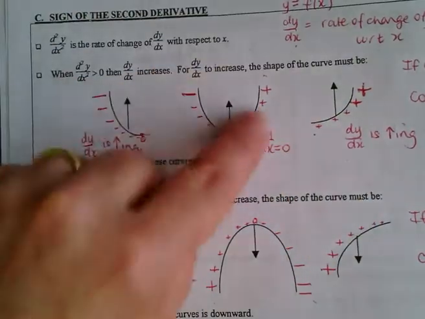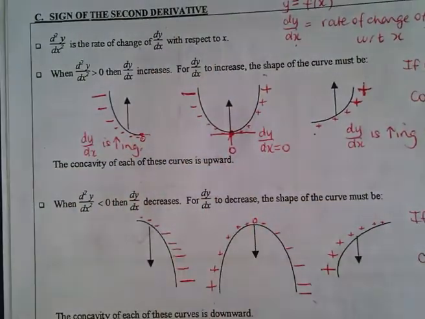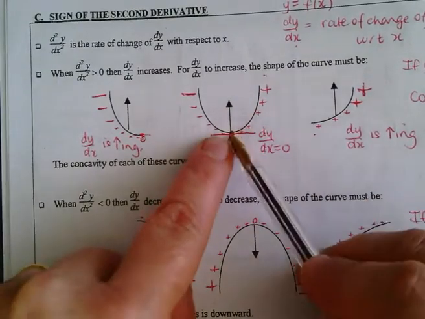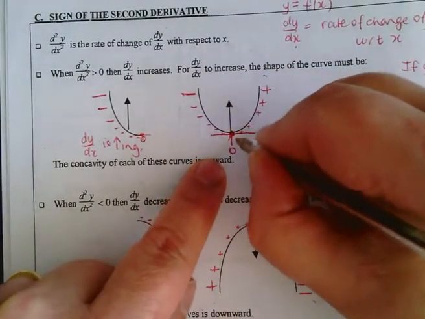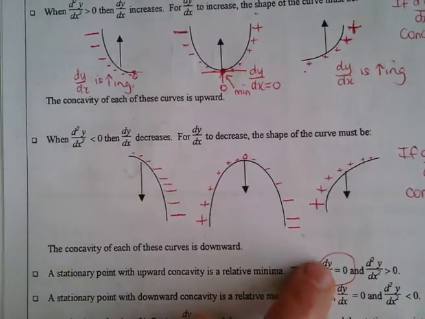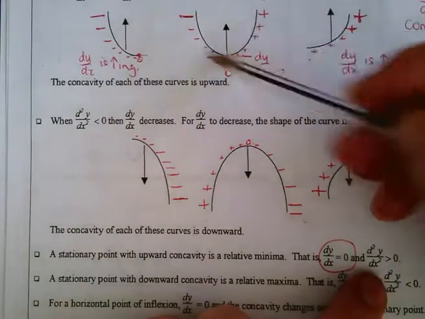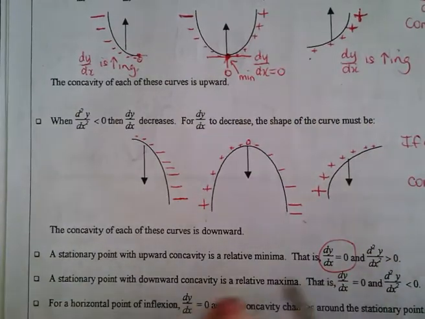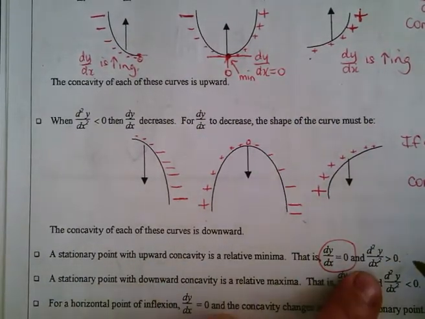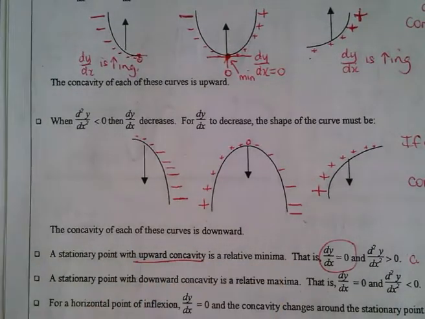Here, at the bottom here, dy dx is 0. But I know that this is concave up, so the second derivative is positive. I know I've got a minimum here. So at the very bottom there, that's called a minimum. At the very bottom, when dy dx is 0 and the second derivative is positive, it means that you've got concave up, upward concavity, and you've got a minimum.